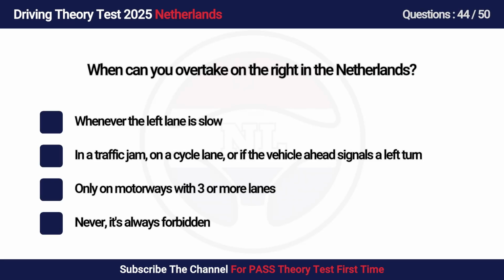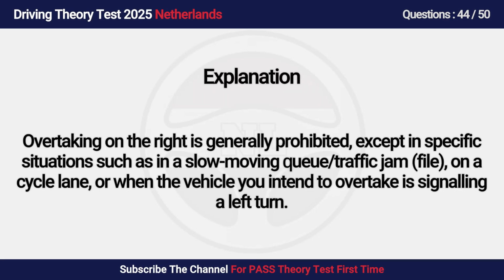Question 44. When can you overtake on the right in the Netherlands? A. Whenever the left lane is slow. B. In a traffic jam on a cycle lane or if the vehicle ahead signals a left turn. C. Only on motorways with 3 or more lanes. D. Never, it's always forbidden. Answer is B. In a traffic jam on a cycle lane or if the vehicle ahead signals a left turn. Overtaking on the right is generally prohibited, except in specific situations such as in a slow-moving traffic jam on a cycle lane, or when the vehicle you intend to overtake is signaling a left turn.